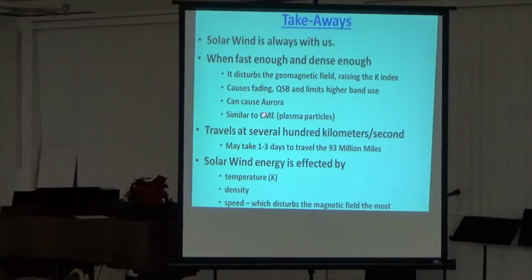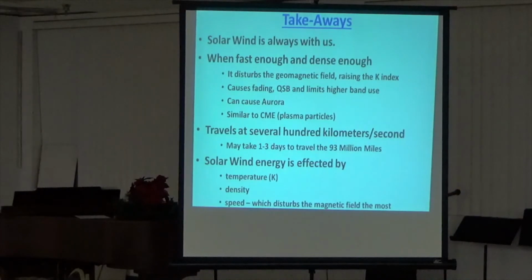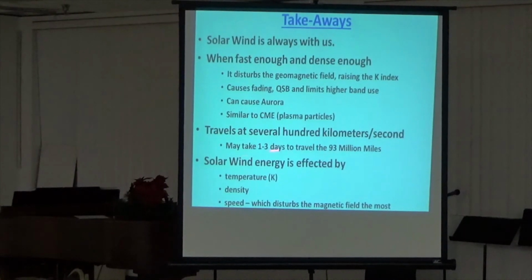So the solar wind is similar to the coronal mass ejection because they're both made of plasma particles. It's just that the CME is a real burst, and it's usually very dense and much faster, so it has a bigger effect when it hits the Earth. The solar wind is traveling at several hundred kilometers per second. If it's a slow wind, it may take 3-4 days to reach us and may not have much effect. If it's a fast wind, it might be 24 hours. So that's something to watch.